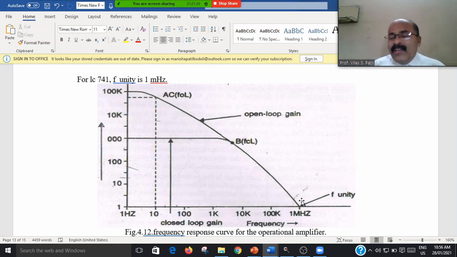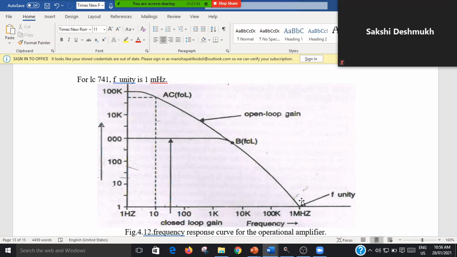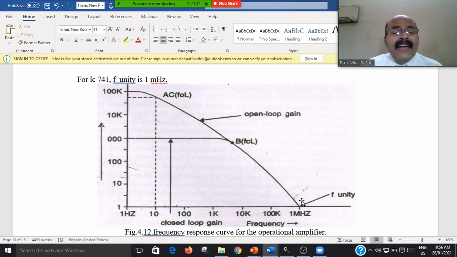What is F unity? F unity is the frequency of the input signal where the gain of the operational amplifier becomes unity, that is the output voltage divided by input voltage, that ratio becomes 1. That frequency is known as the F unity frequency. And in case of the operational amplifier or the 741 IC, that frequency for the 741 is 1 megahertz.